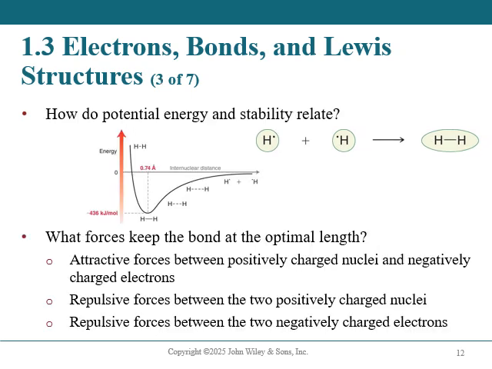How do potential energy and stability relate? Chemical bonds involve both attractive and repulsive forces. The attractive forces occur between positively charged nuclei and negatively charged electrons. Repulsive forces occur between the two nuclei and between the electrons. The bond forms at the distance where these forces balance and the system reaches its lowest potential energy.